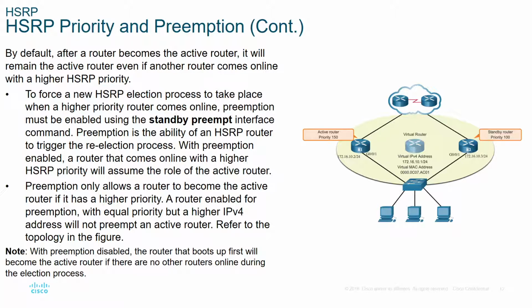With preemption enabled, a router that comes online with a higher HSRP priority will assume the role of the active router. Preemption only allows a router to become the active router if it has the higher priority. A router enabled for preemption with equal priority but a higher IP version 4 address will not preempt an active router. Refer to the topology that we see in this figure. With preemption disabled, the router that boots up first will become the active router if there are no other routers online during the election process.